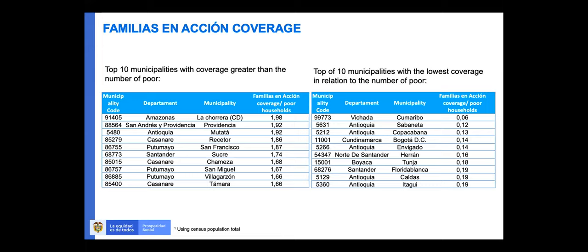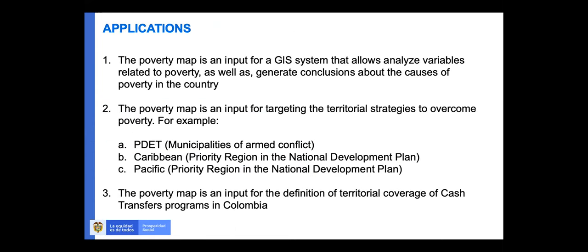We defined the top 10 municipalities with a coverage greater than the poor households and the top 10 municipalities with a coverage lower than the poor households, because that is a resource for the targeting of Familias en Acción in phase four. Another application, for future work, is the poverty map as input for a GIS system that allows analyzing variables related to poverty, as well as generating conclusions about the causes of poverty in the country. Additionally, the poverty map is an input for targeting the territorial strategies to overcome poverty.